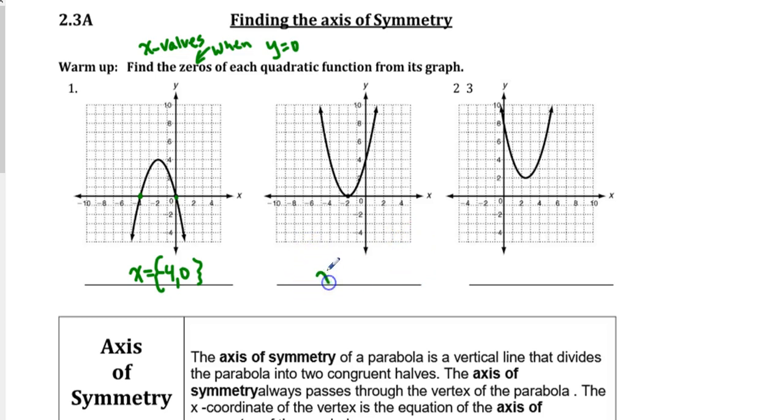Okay, for this one, there's just x equals -2. And for this last example, there are no zeros.